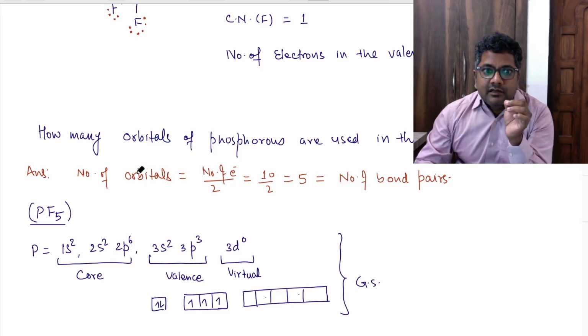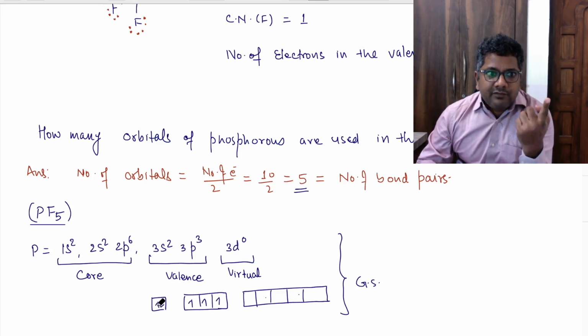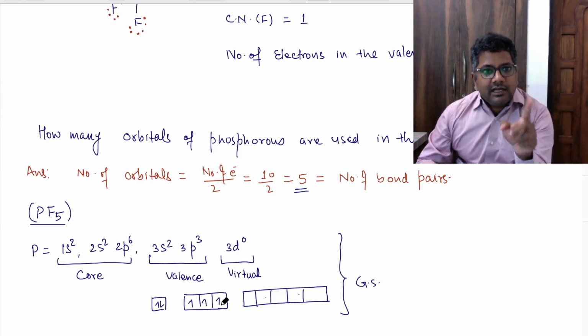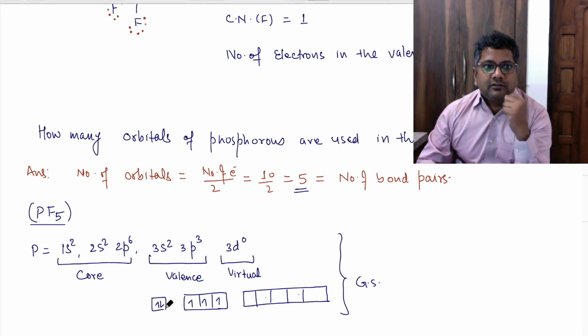See here, number of orbitals, 5 orbitals, from where can you accommodate? See, can this orbital overlap with fluorine? The answer is no. Why? It cannot, because it has already 2 electrons. So how can it overlap? See, only these 3 can overlap with 3 fluorine, but this orbital cannot overlap because it has already 2 electrons. Clear? This orbital cannot be involved in the bonding.